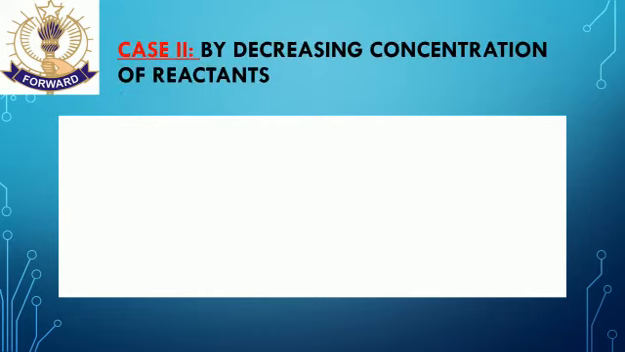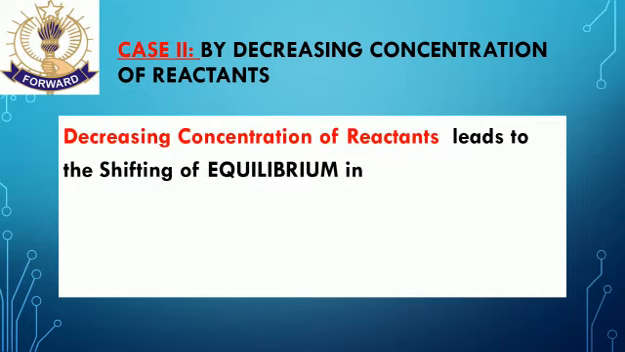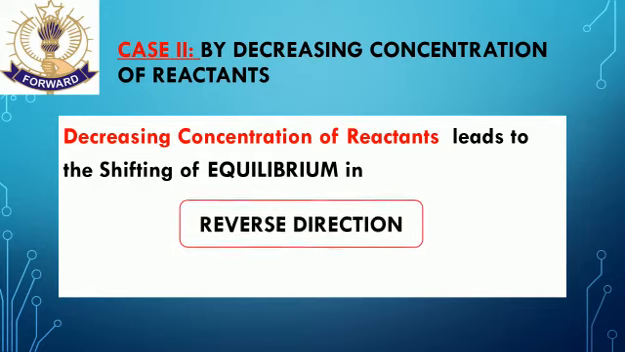Second case we have is by decreasing the concentration of reactants. Now what will happen if we decrease the concentration of reactants? This disturbs the already existing equilibrium. Dear students, decreasing the concentration of reactants will shift the equilibrium point in the reverse direction, which means that the reaction will go in the reverse direction to rebuild its equilibrium point.